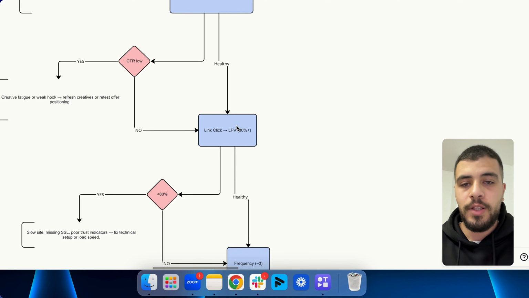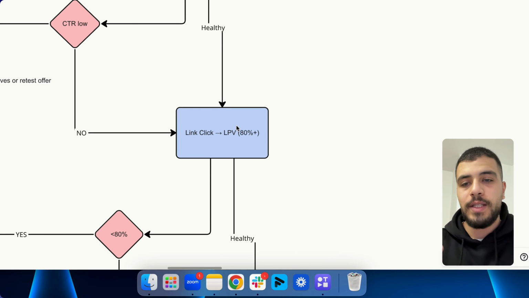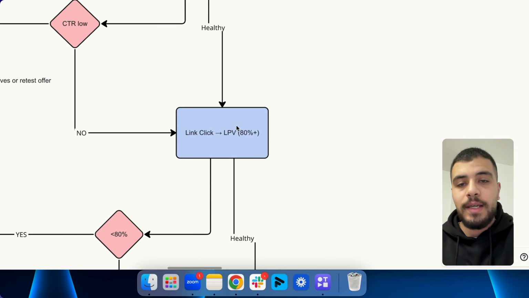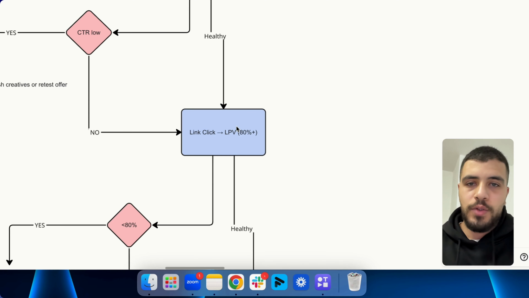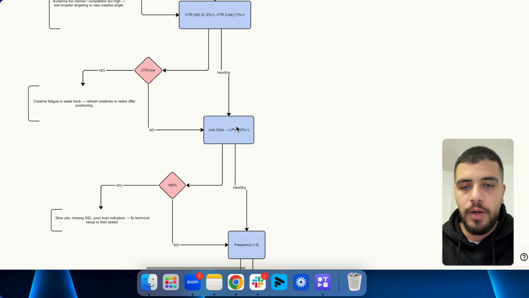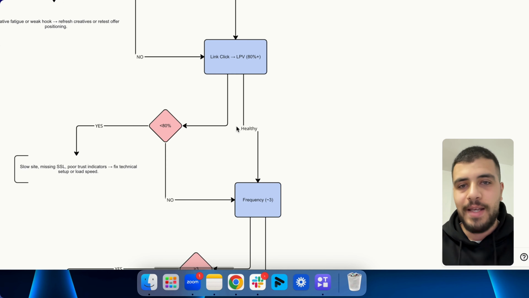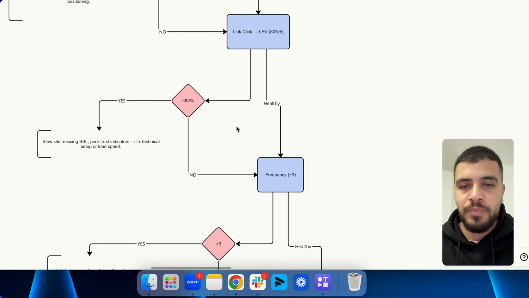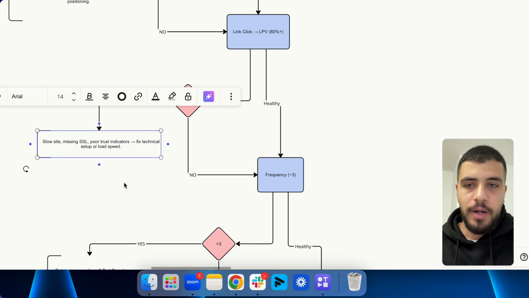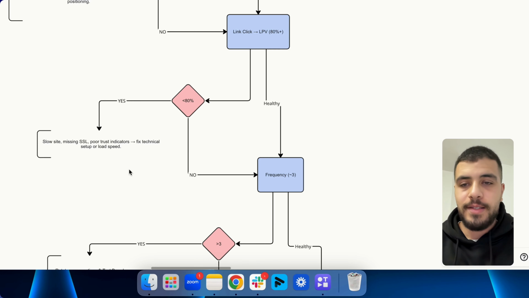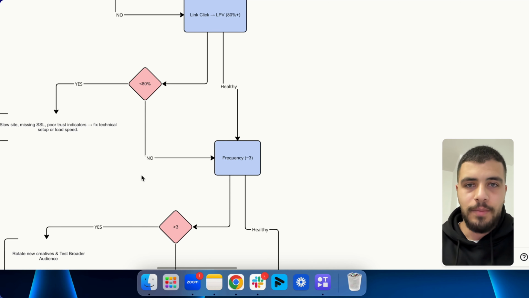But if CTR is good, then we move into the next step, which is the conversion rate between link click and landing page view. So we want to see, are people actually landing on our page, which you can easily set up as a custom metric in Meta Ads. Now, if this conversion rate is less than 80%, then there's a problem with the website. Slow site, missing SSL, or poor trust indicators. We need to fix this. It is most likely a technical problem that needs the IT team to fix.